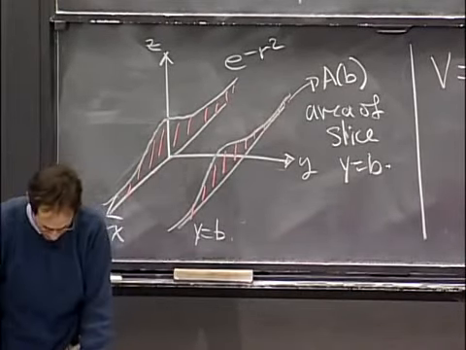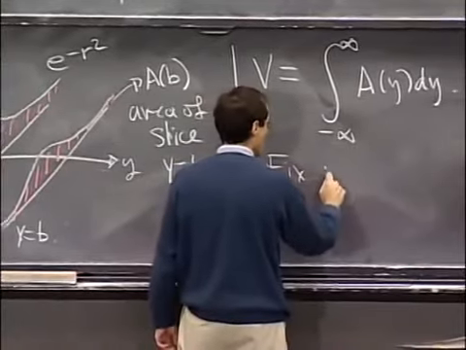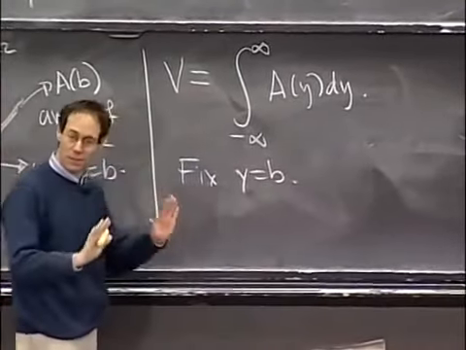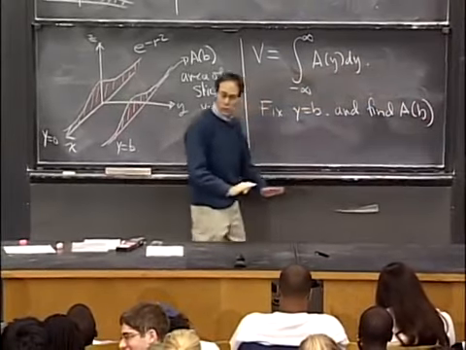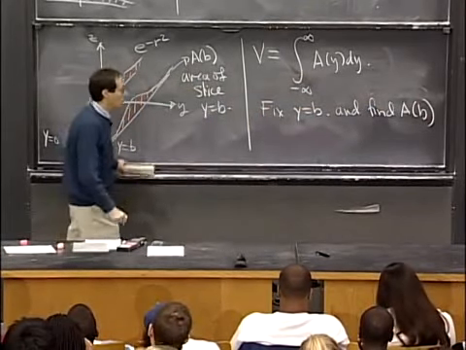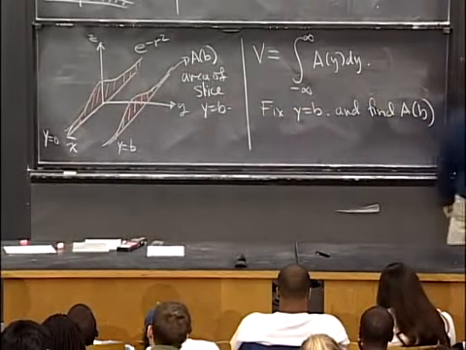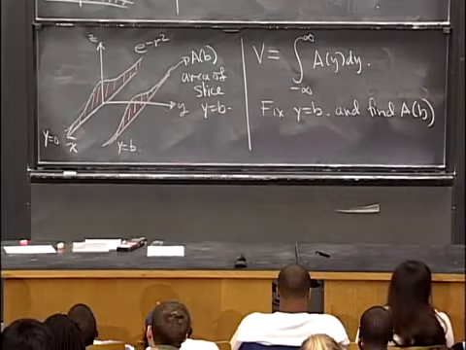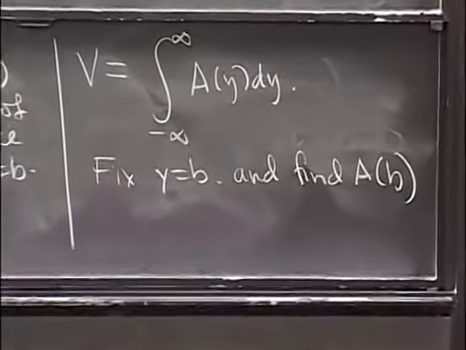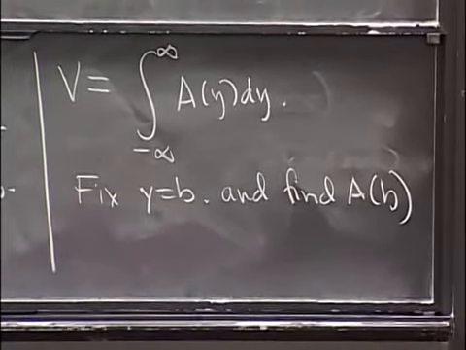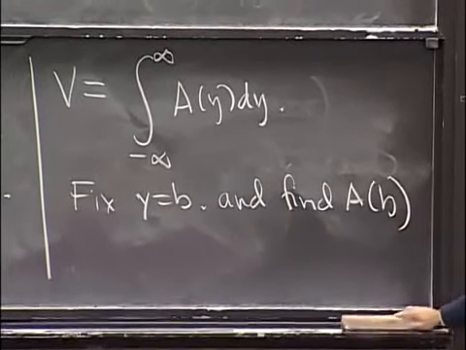And now our goal, in order to do this calculation, we're going to just fix y equal to some b. We're just going to fix one of these slices, and we're going to calculate A of b. That's what we need to do in order to make this procedure succeed. Now, this is the only place where this method works, but it's an important one.